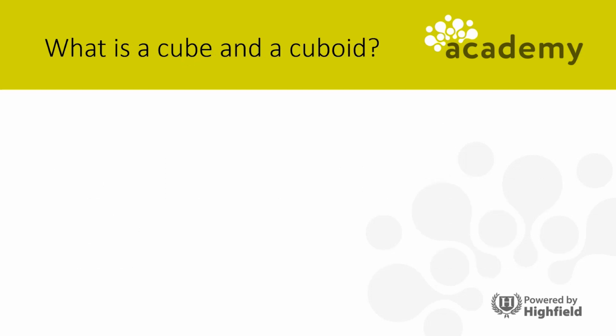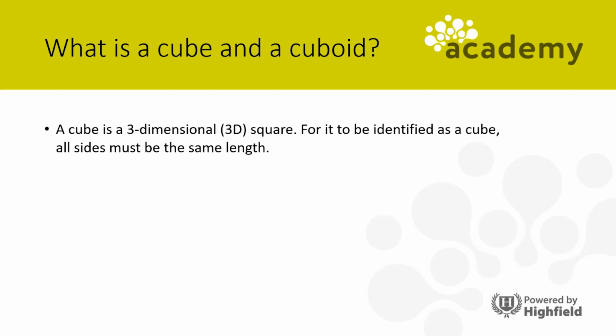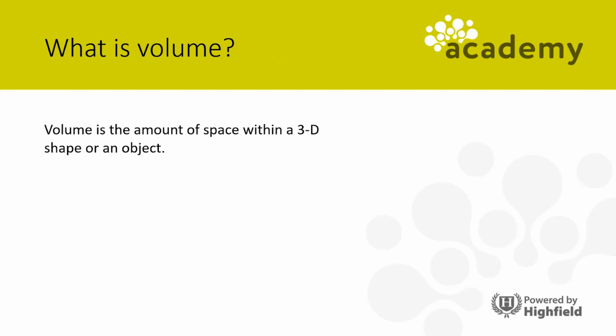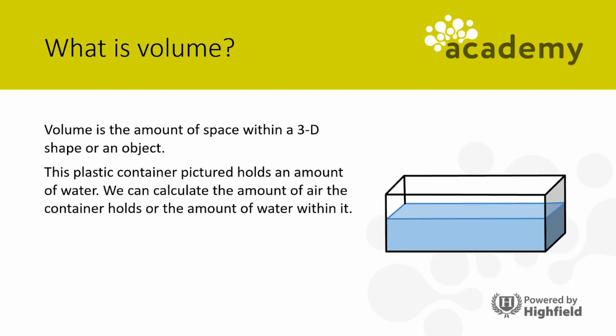So what is a cube and a cuboid? Well, a cube is a three-dimensional square. For it to be identified as a cube, all sides must be the same length. A cuboid is a three-dimensional rectangle. So what is volume? Well, volume is the amount of space within a 3D shape or an object. This plastic container pictured holds an amount of water, and we could calculate the amount of air the container holds or the amount of water within it.